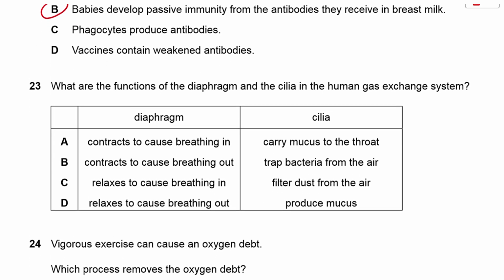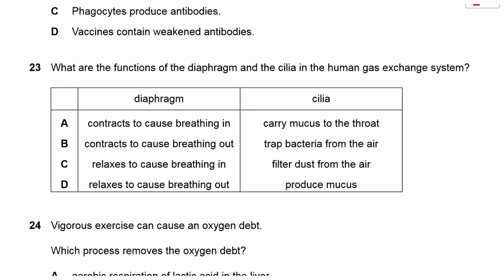Number 23 says, what are the functions of the diaphragm and the cilia in the human gas exchange system? Diaphragm contracts to cause breathing in? Yes. Contracts to cause breathing out? No. Relaxes to cause breathing in? No. Relaxes to cause breathing out? Yes. Okay, cilia carry mucus to the throat? Yes. Trap bacteria from the air? No. Filter dust from the air? Kind of. It can be filtered. Produce mucus? Mucus is produced by goblet cells. So our right choice here, which aligns with both, is choice A. So here we'll choose A.